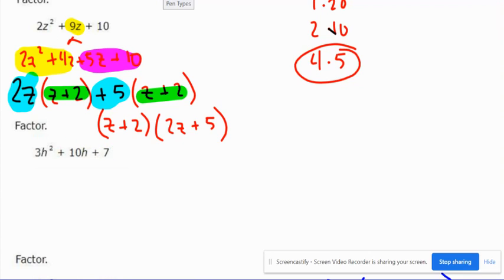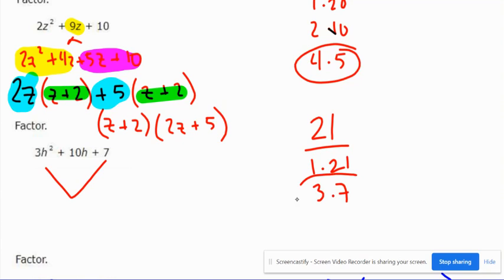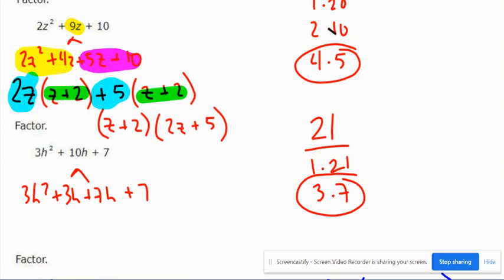Let's look at this next one, 3h squared plus 10h plus 7. So again, to help us think of those compatible numbers, I want my factors of 21 that add to 10. So I have 1 and 21 and 3 and 7. So I can split that 10h into 3h and 7h. So if I just rewrote this, I have 3h squared plus 3h plus 7h. 3h plus 7h is the same thing as 10h, right? And just bring down my 7.